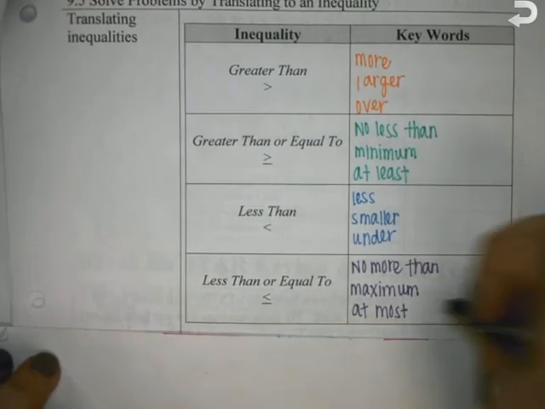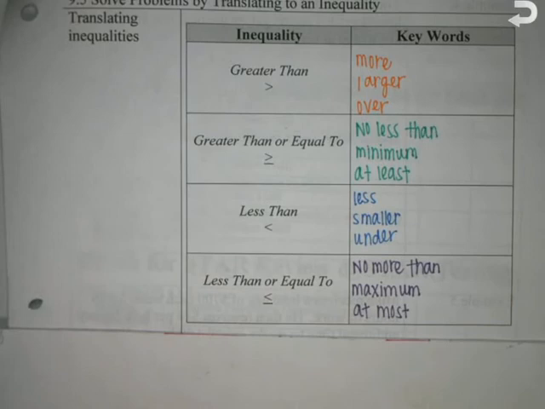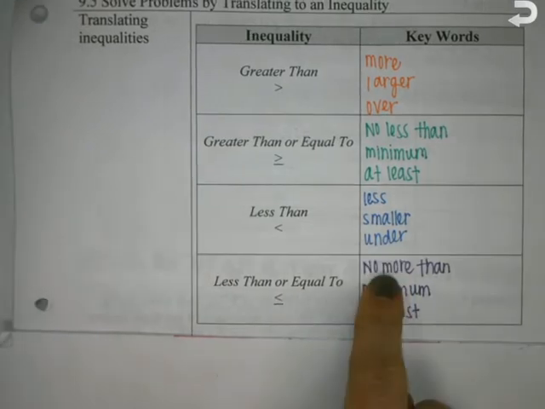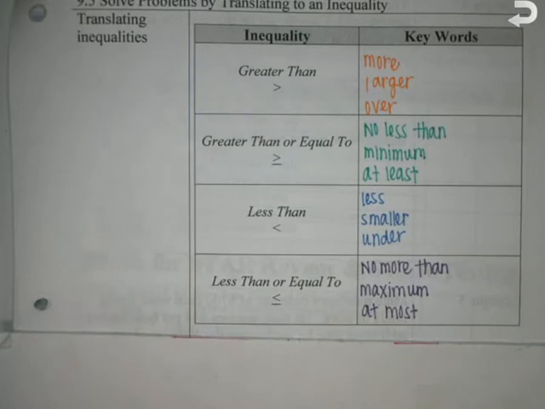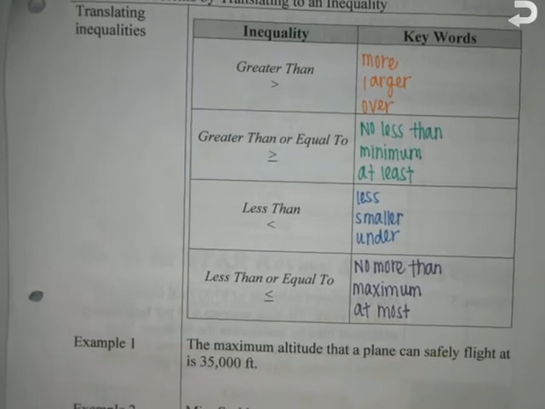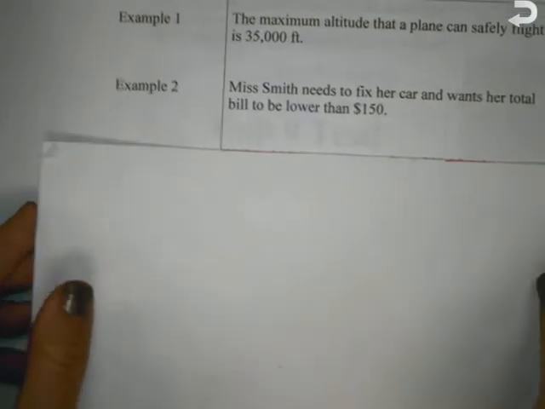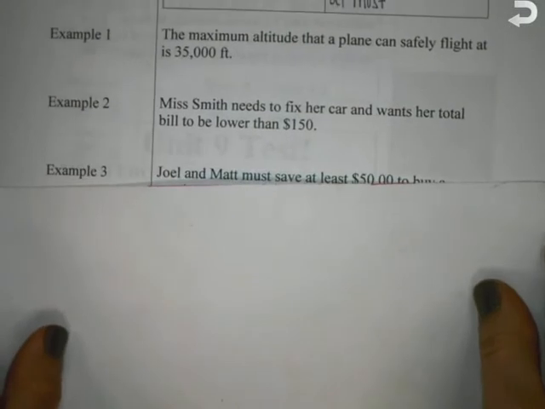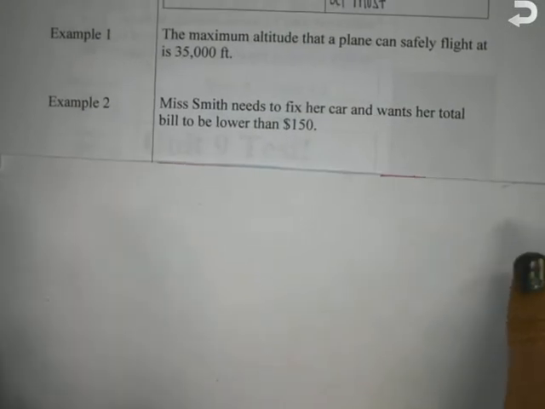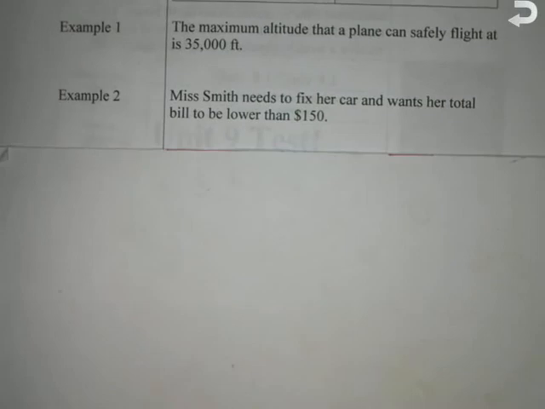Okay, so we got 3 words for each one. That sounds okay, right? No more than. We got that one. Okay, examples 1 and 2 are just translating. There's nothing to be solved. So, let's look at it.